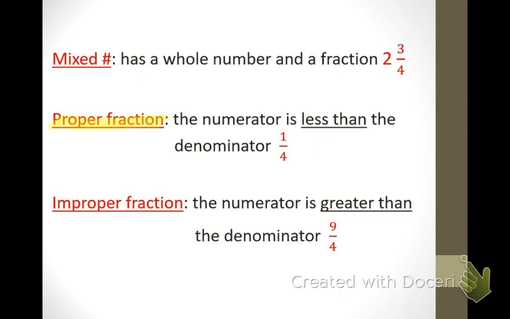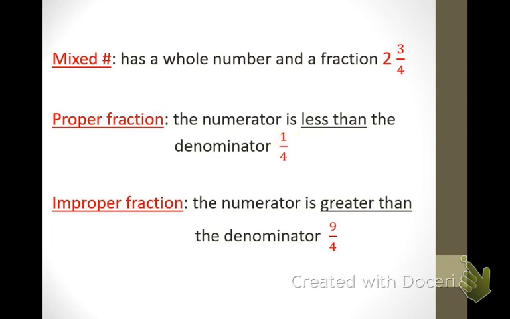A proper fraction. Read to me what a proper fraction is. The numerator is less than the denominator. All right, so which one's the numerator? The 1. The number on top is always your numerator. So this is just a normal looking fraction, or we call it a proper fraction, 1/4, because the numerator on top is smaller than the denominator.